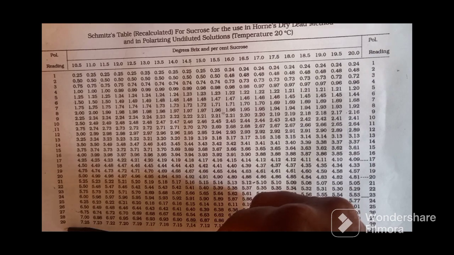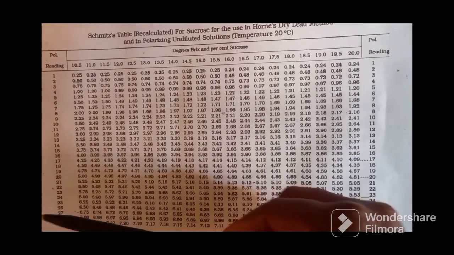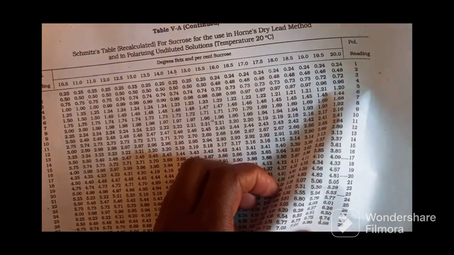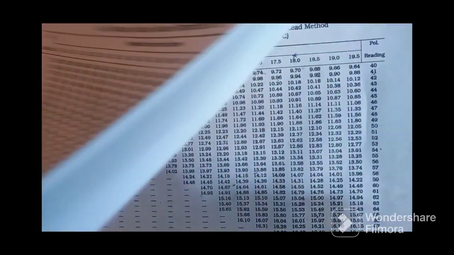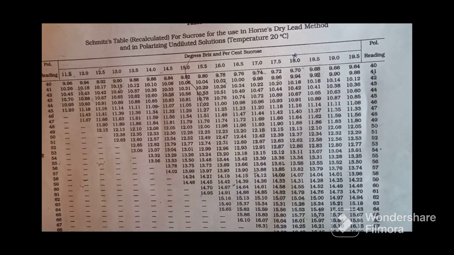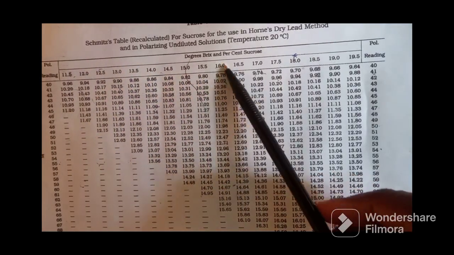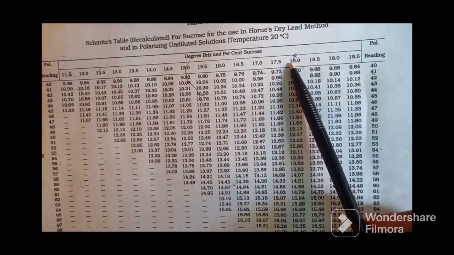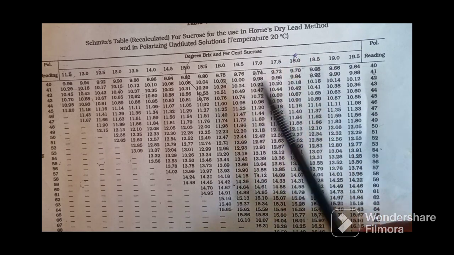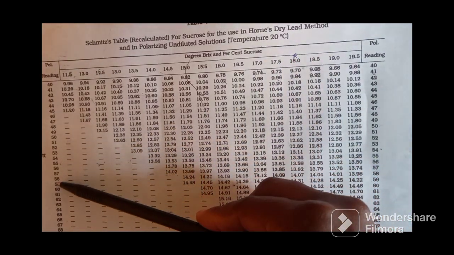So in our third table, the highest Brix is 19.5. So we'll find here there is 18. And in pol reading table, the highest pol reading is 71. So 64 will be found in this table. So we'll use this table to find the actual percent pol.